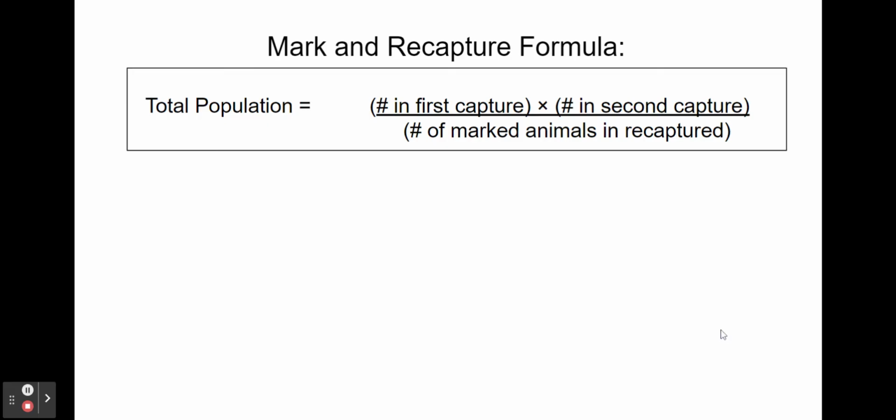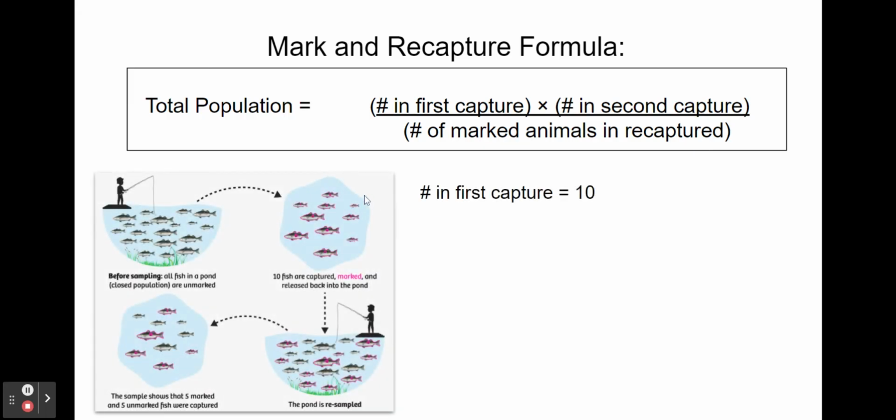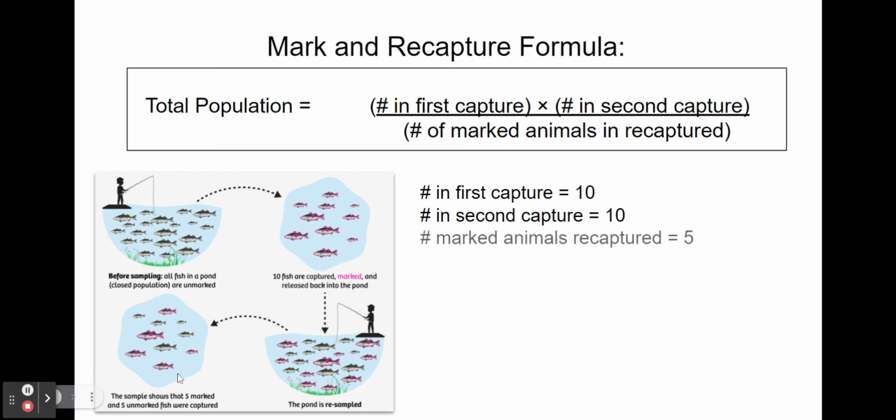So, like I said, there's a formula to calculate population size for mark and recapture. Here's the formula. Write it down, put a box around it so it stands out. In mark and recapture, the total population is equal to the number in our first capture times the number in our second capture, divided by the number of marked animals that are recaptured. In this example, we initially caught 10 fish and we marked them all. In our second capture, we got 10 more fish, but only 5 of them had already been marked. So those are our 3 numbers.